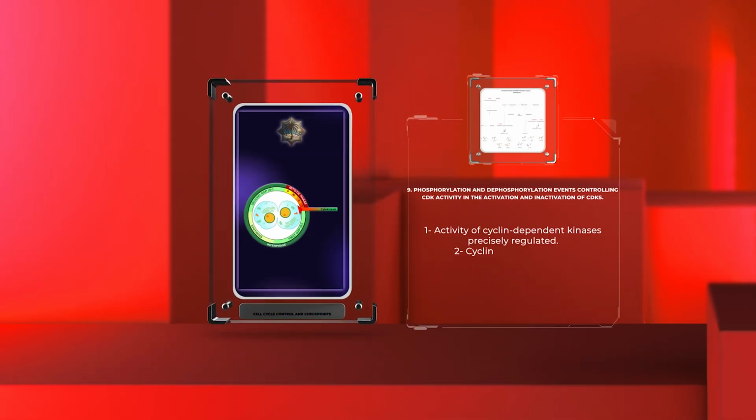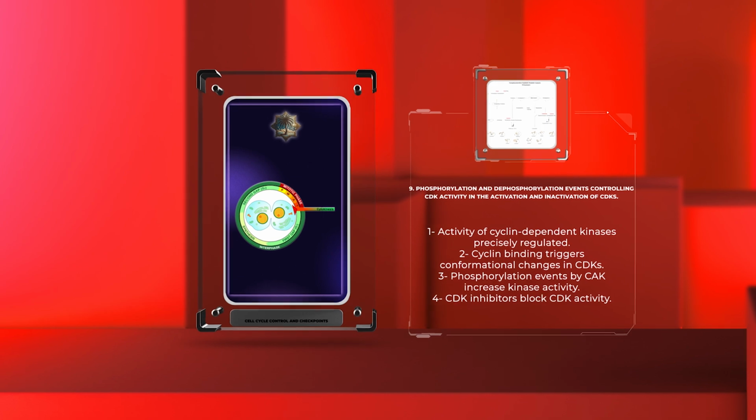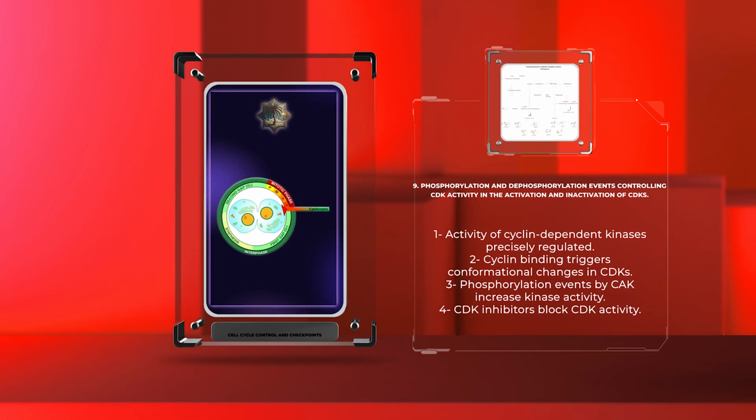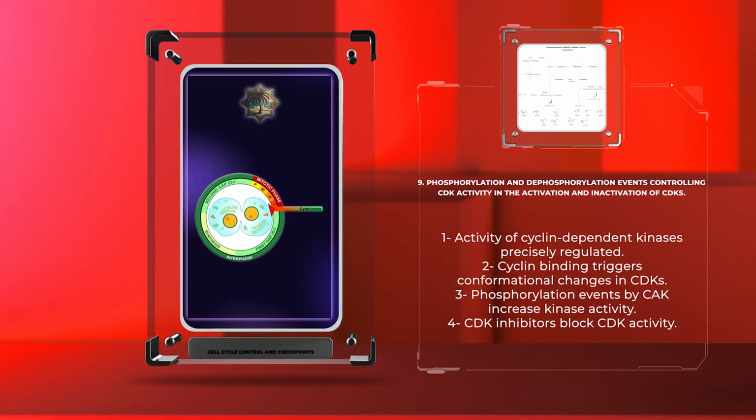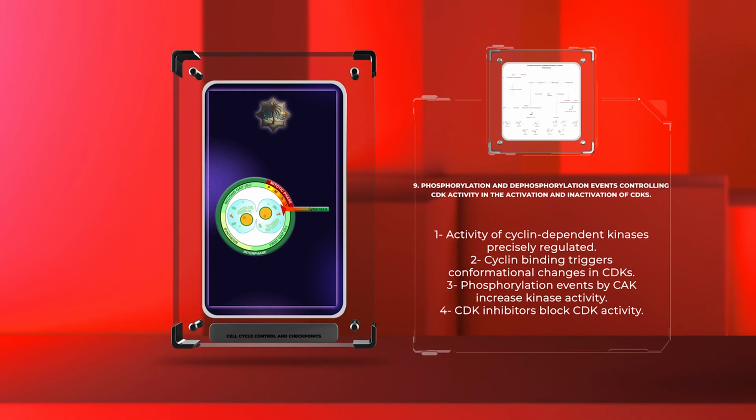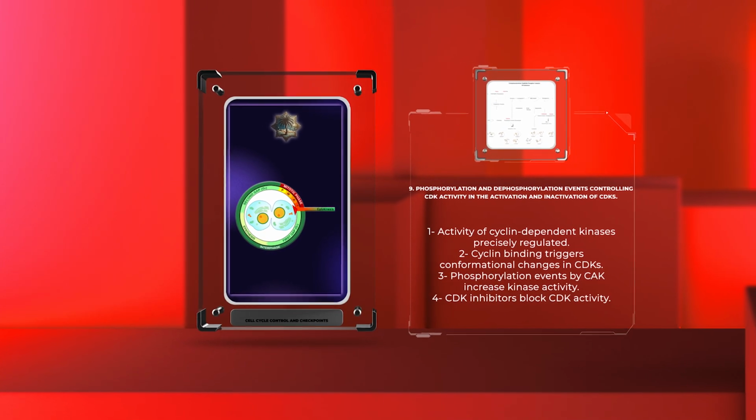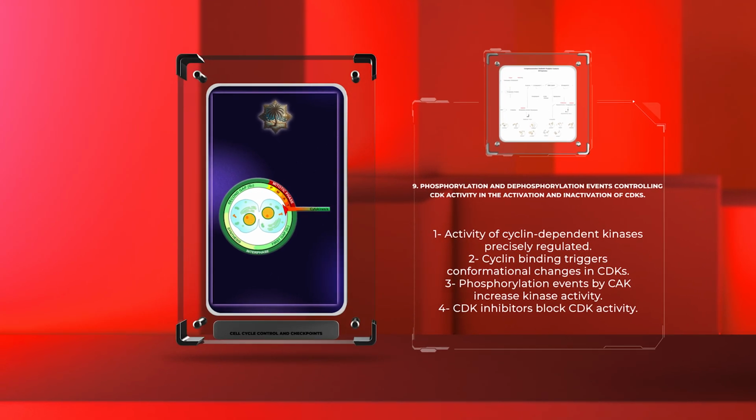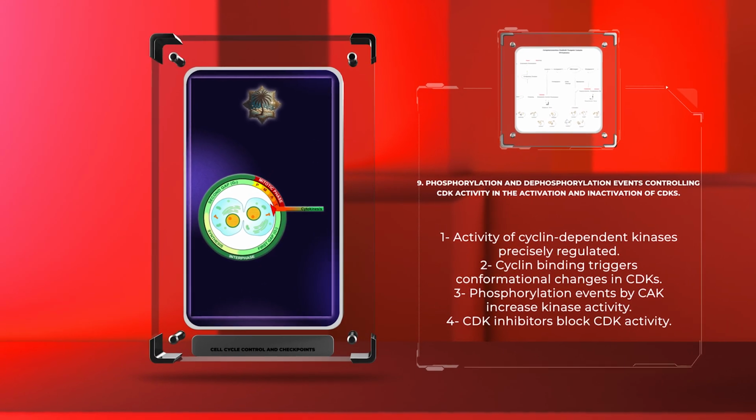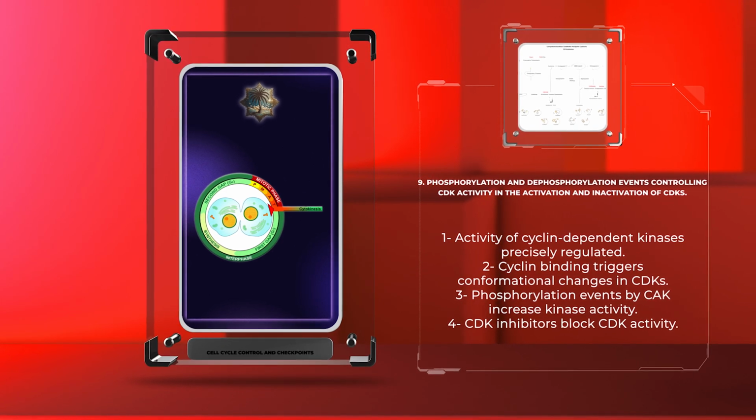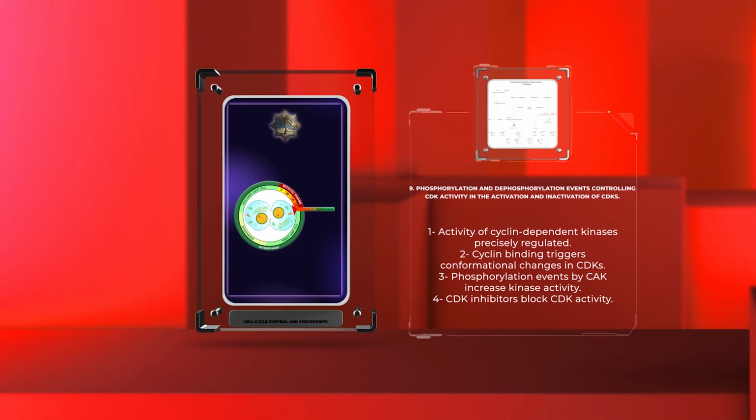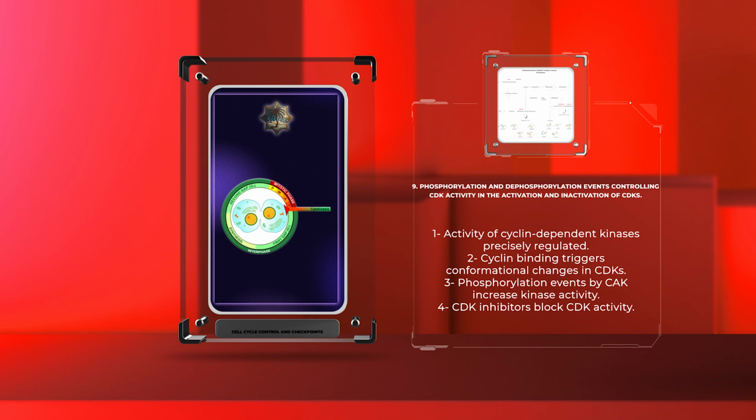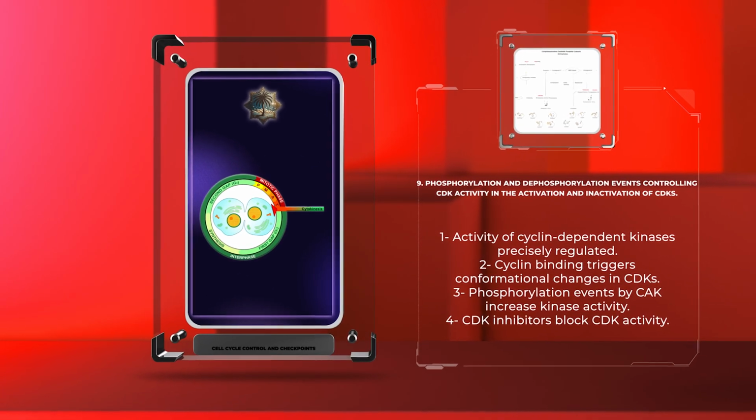The activity of cyclin-dependent kinases, CDKs, is precisely regulated through a series of phosphorylation and dephosphorylation events. Cyclin binding triggers conformational changes in CDKs, promoting their activation. Additional phosphorylation events by CDK activating kinase, CAK, increase their kinase activity, enabling phosphorylation of downstream targets involved in cell cycle progression. Conversely, CDK inhibitors, such as P21 and P27, block CDK activity by binding to the cyclin-CDK complex, preventing substrate phosphorylation. The delicate balance of phosphorylation and dephosphorylation events ensures proper CDK activity throughout the cell cycle.